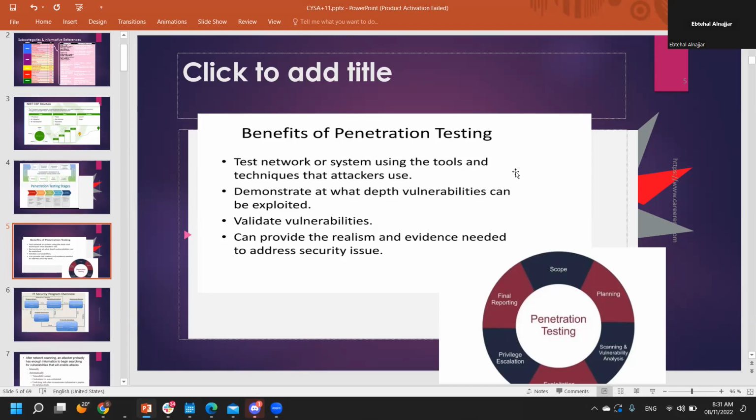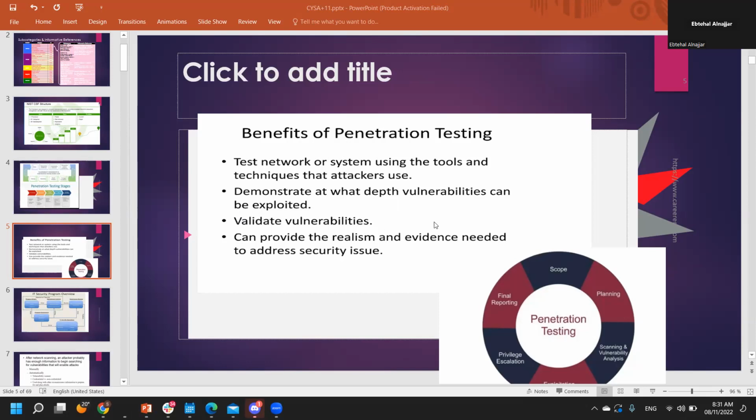someone can really break in and cause an impact on your system, and demonstrating at what depth a vulnerability can be exploited. And this is the difference between vulnerability assessment and penetration testing, guys. In vulnerability assessment, we can just highlight which vulnerability exists, but we really cannot tell if it's a real vulnerability or not. That's why penetration testing comes in, to really validate if it's a real vulnerability and how severe the damage it can cause us.